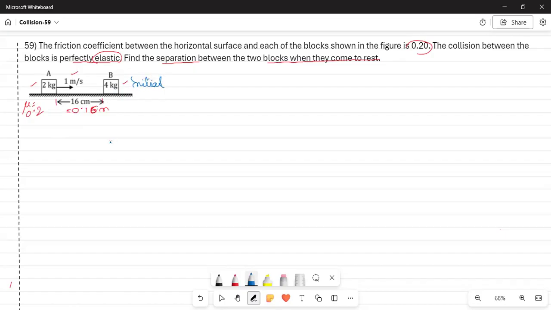And just before collision, what will happen? Just before collision, this is the block of 4 kg, block B. Before collision, just before collision, they will be touching each other. But for the sake of the drawing, I am writing it with a little gap. This is A, this is B. And so we write here, just before collision.